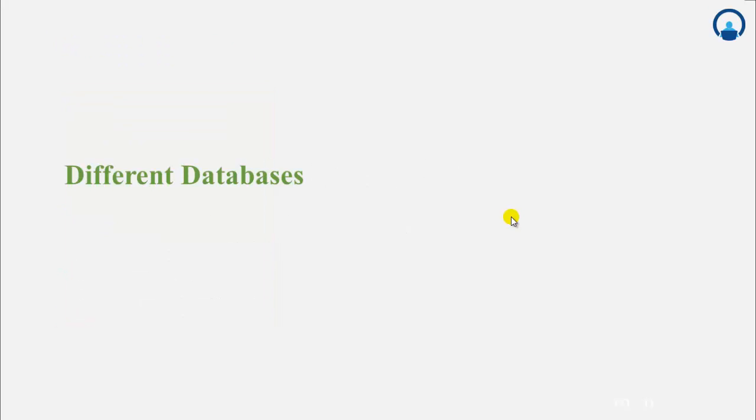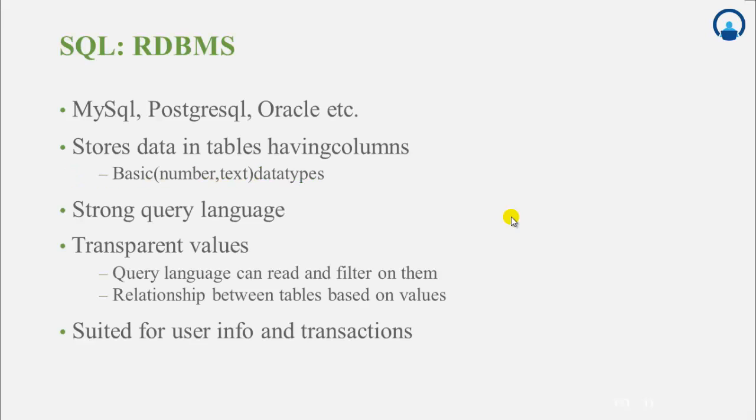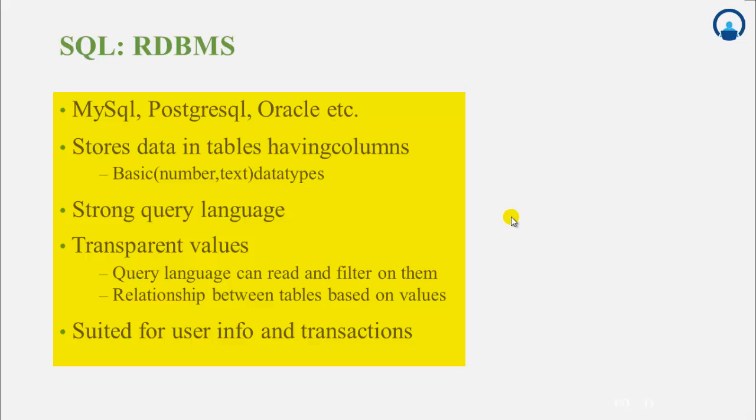Now, what are the different types of databases that you have? In SQL RDBMS you have MySQL, PostgreSQL, Oracle, etc. It stores data in tables having columns, with basic number and text data types. It has a strong query language, typically a 4th generation language such as SQL. Values are transparent: the query language can read and filter on them. Relationships between tables are based on values. It is suited for user information and transactions.